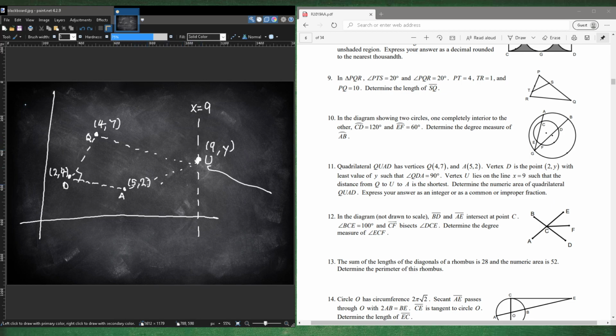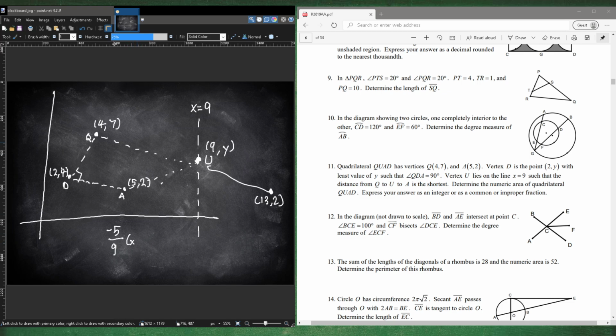We're going from 5 to 9, so it goes a distance of 4 to make the 9. That means the 9 has to go another 4 to make 13. So that point has got to be 13, 2. Okay, so that point is 13, 2. Now we have this straight line, and we just need to look for the line of intersection. The slope here is 7 minus 2, which is 5, over 4 minus 13, which is negative 9. So I'm just going to put the negative on the 5.